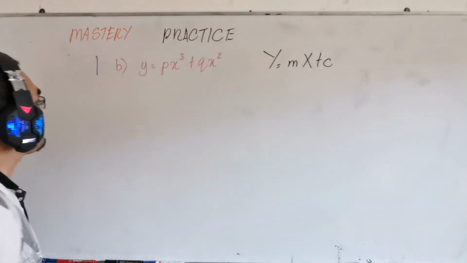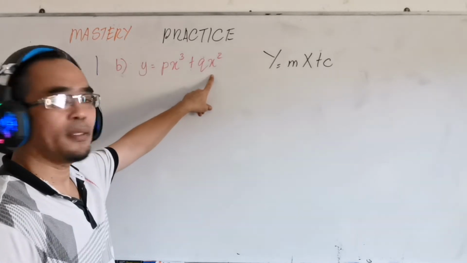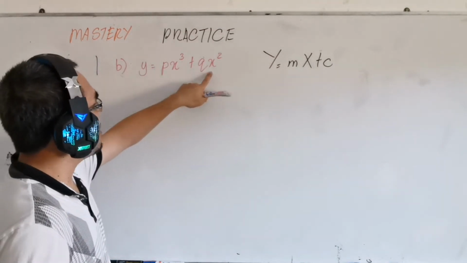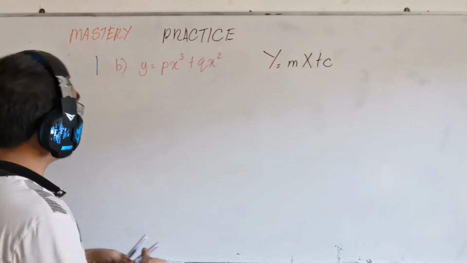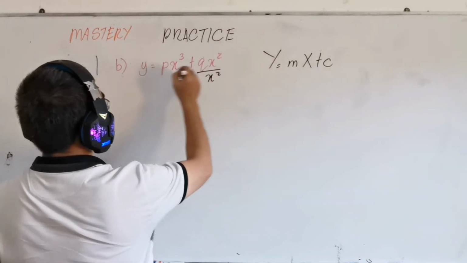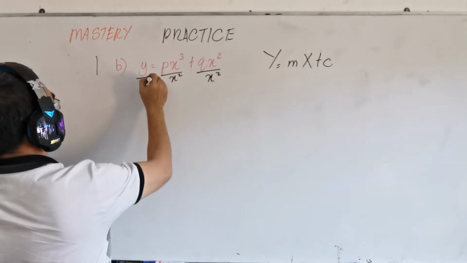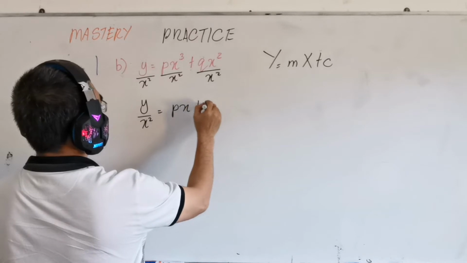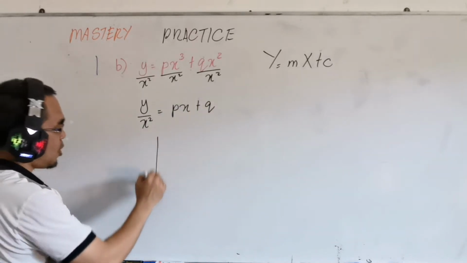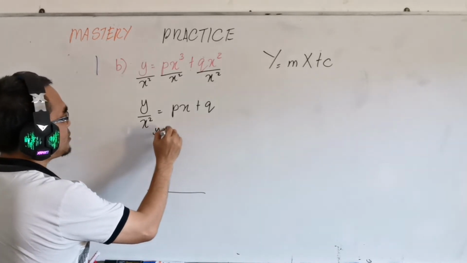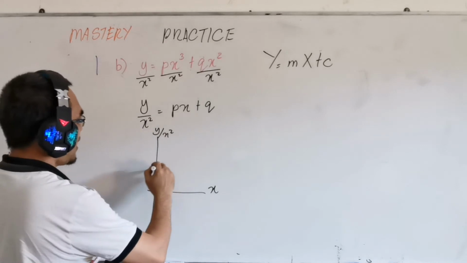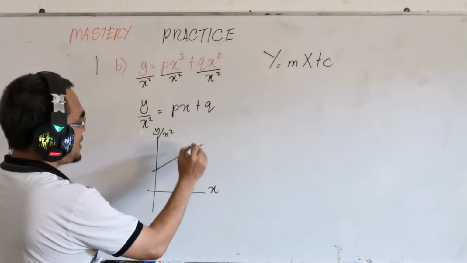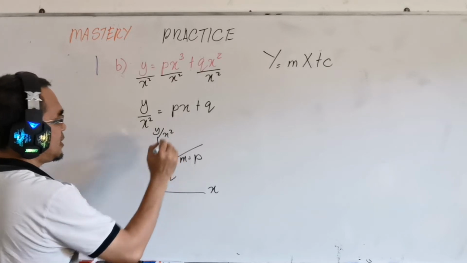So if you are given y equals px cubed plus qx squared, how do you convert it to the linear form? First, we can eliminate all the x on the right side, so you divide by x squared. The equation will be y over x squared equals px plus q. You are going to draw y over x squared against x. You will get a straight line where the gradient is p, the c is q.